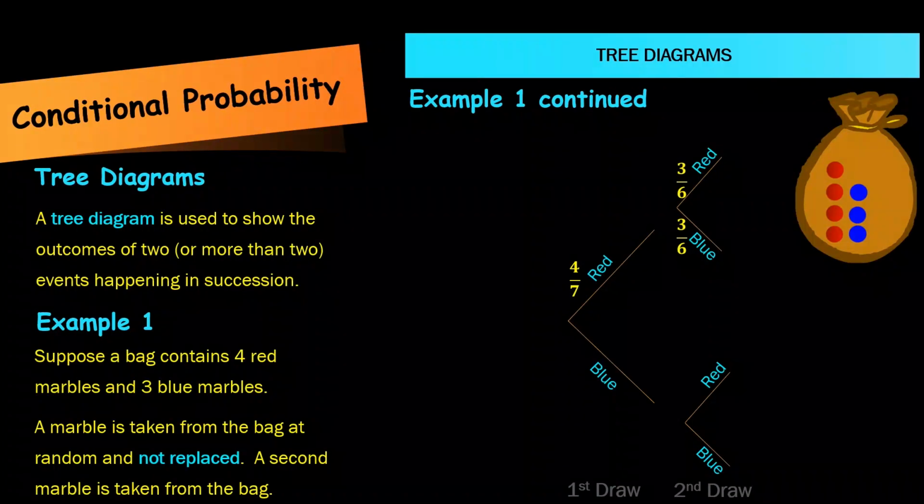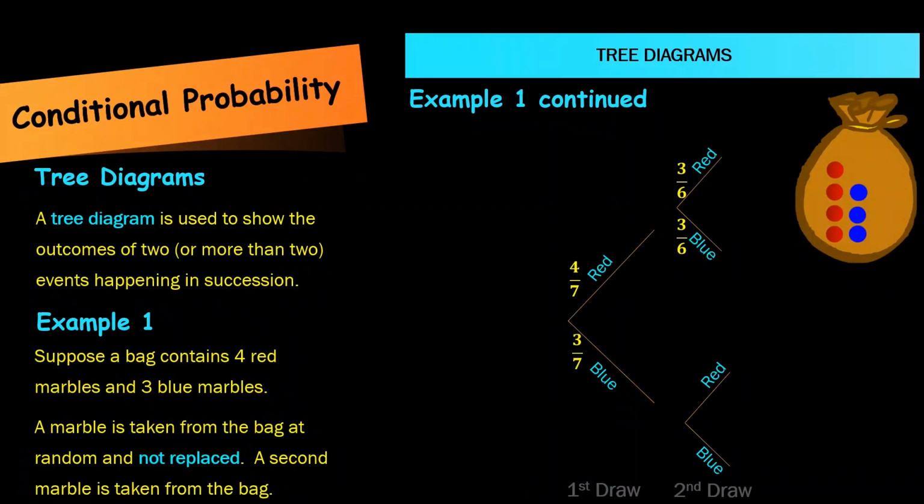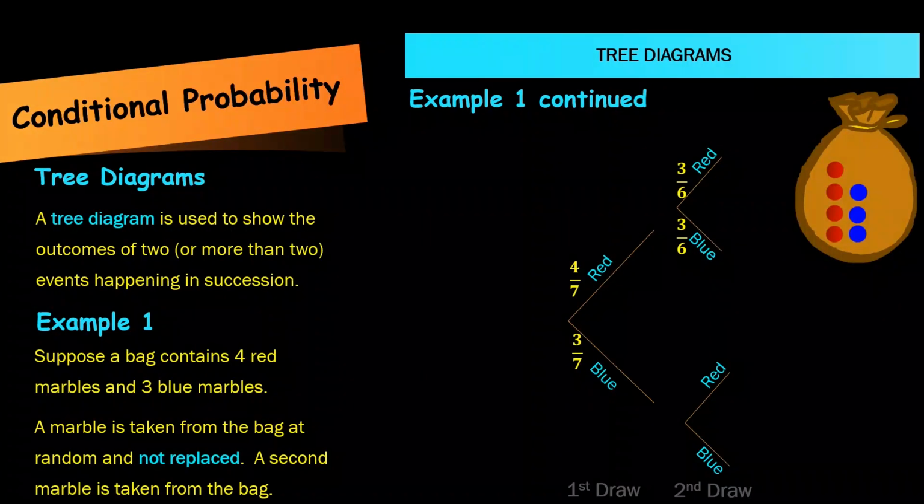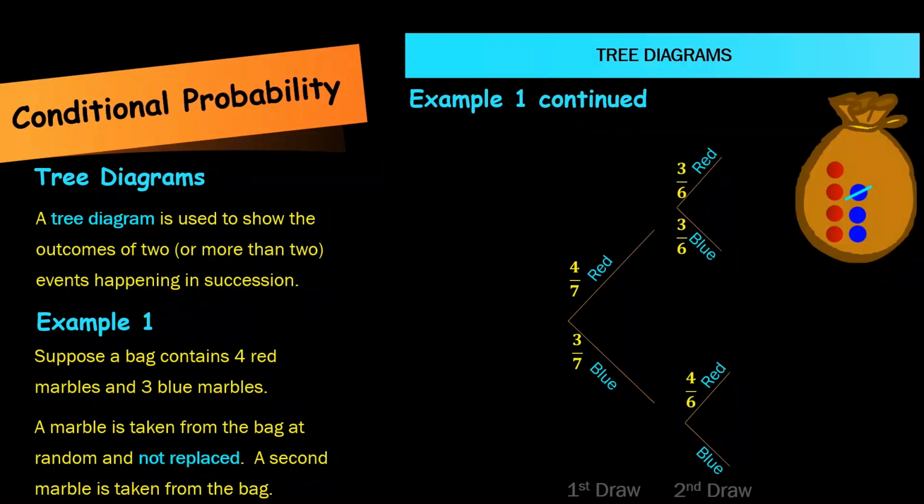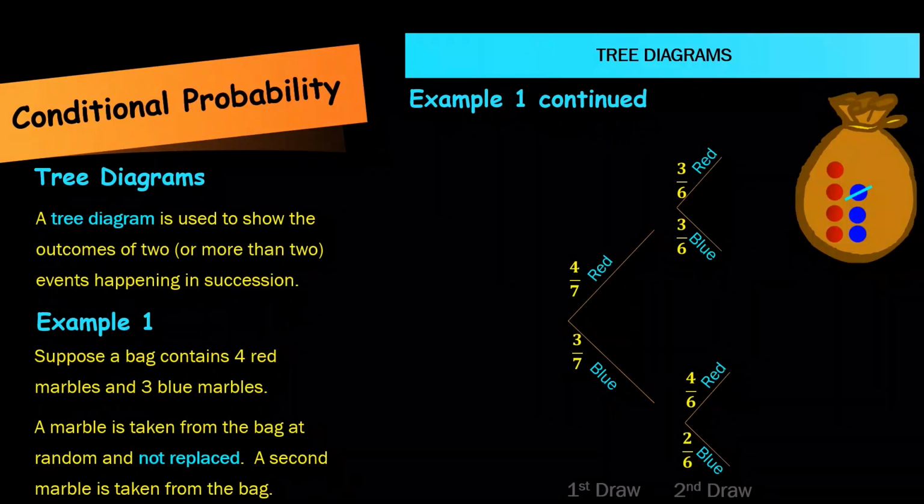The probability of drawing a blue on the first draw is 3 out of 7. And on the second draw, if we've already drawn a blue, then the probability of drawing a red is now 4 out of 6. And the probability of drawing a blue on the second draw is 2 out of 6.